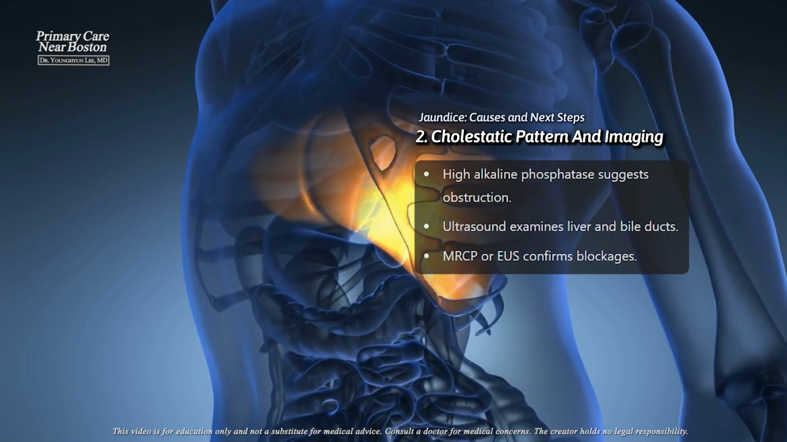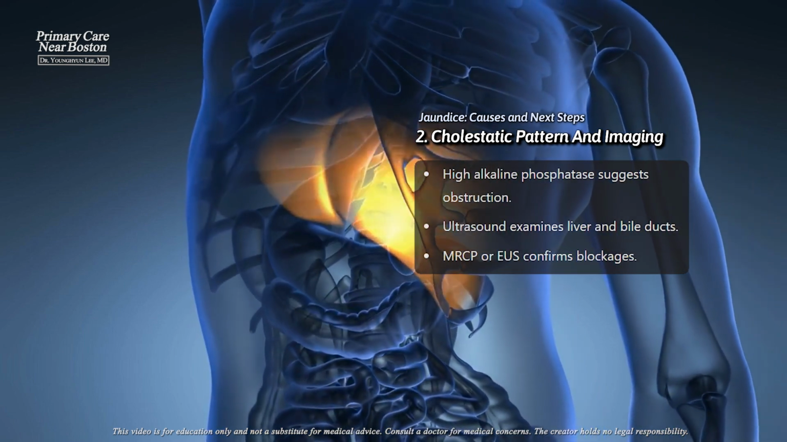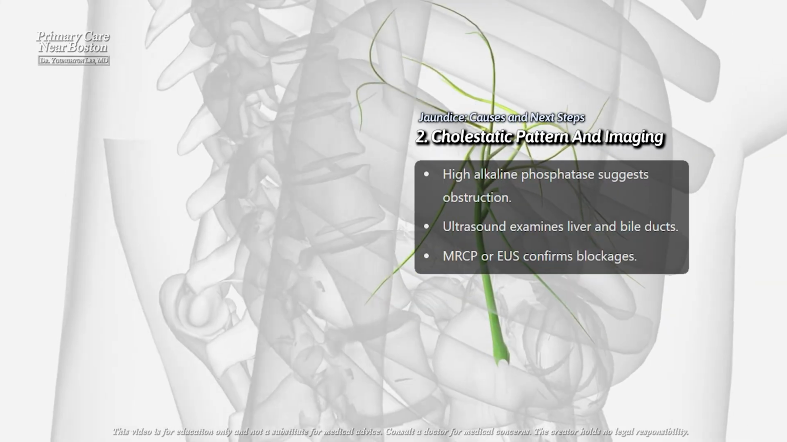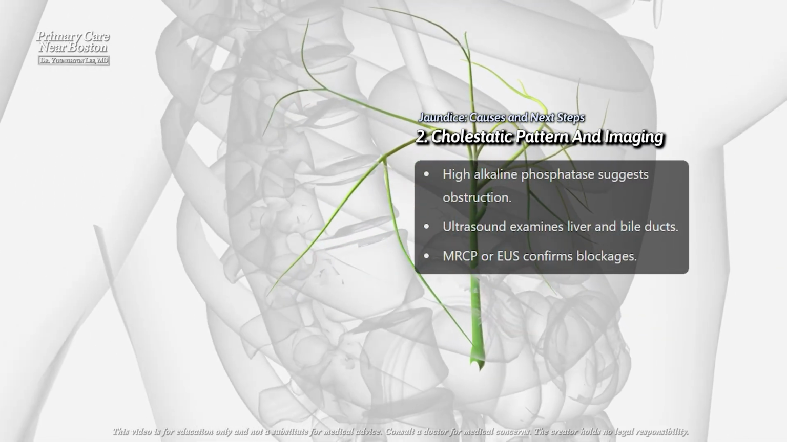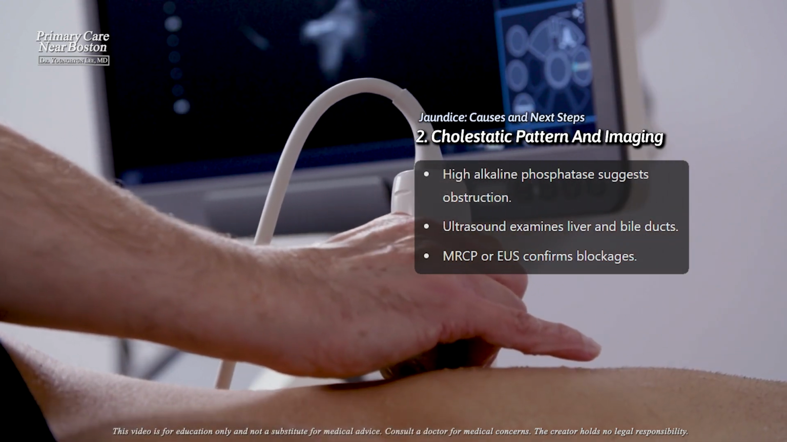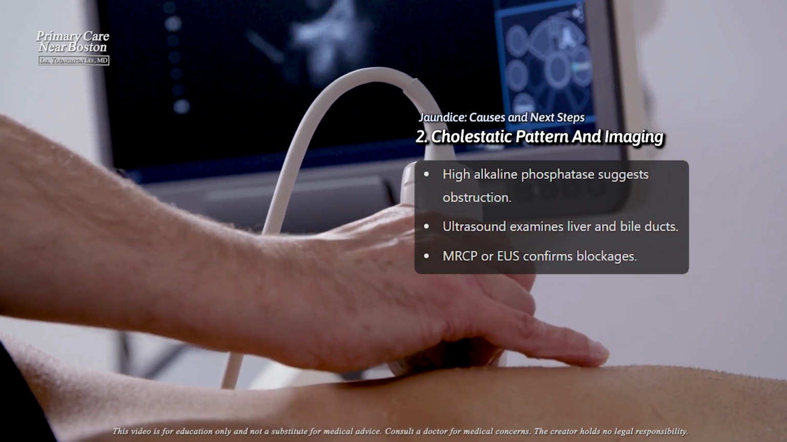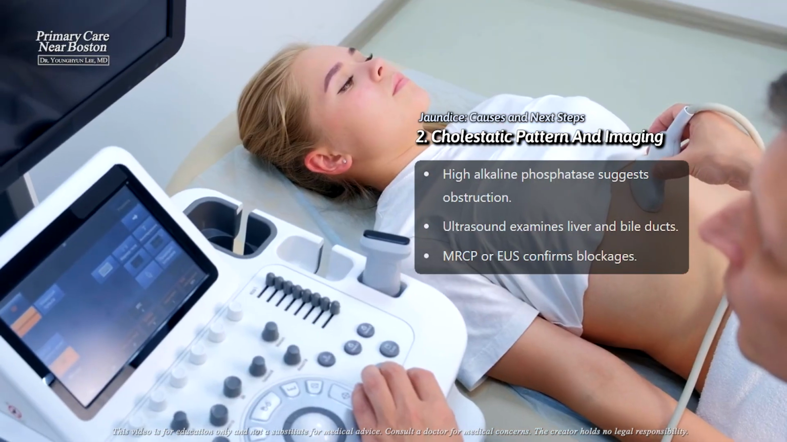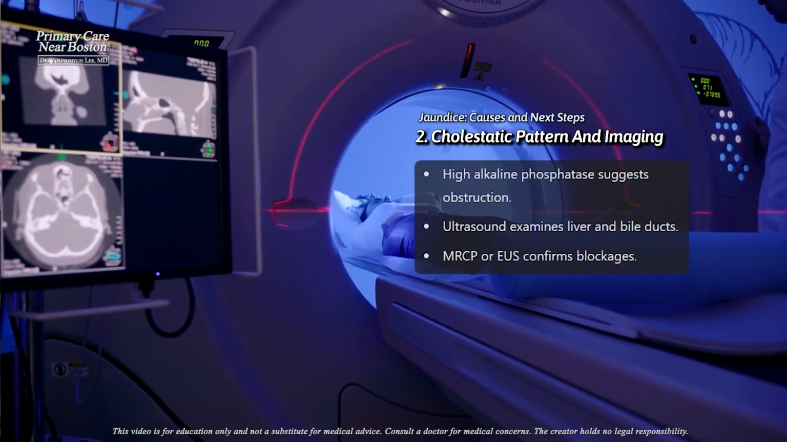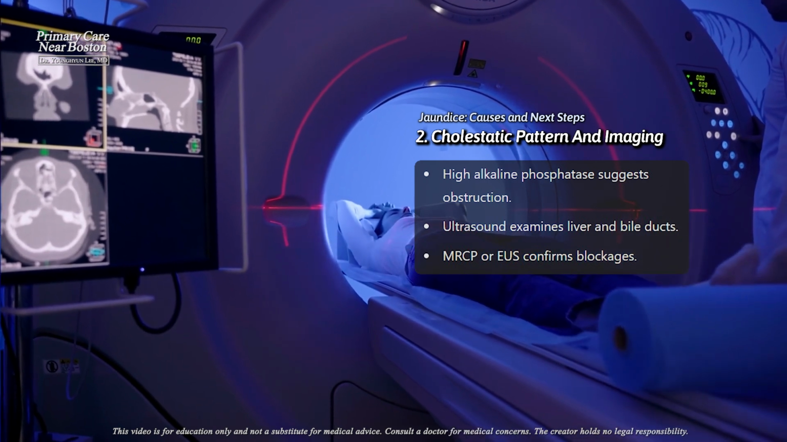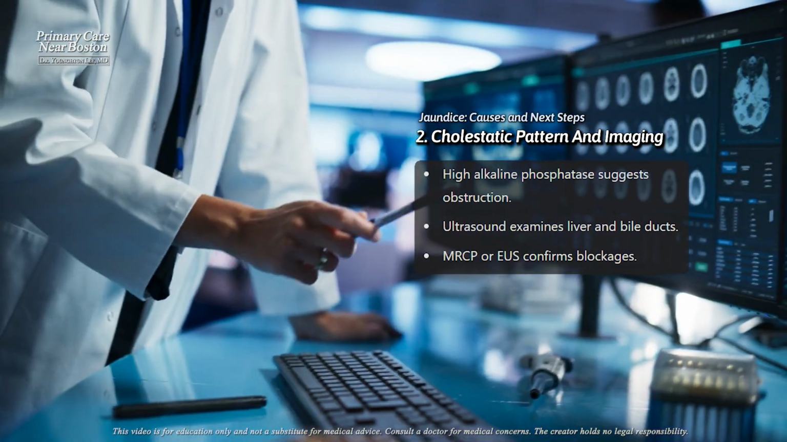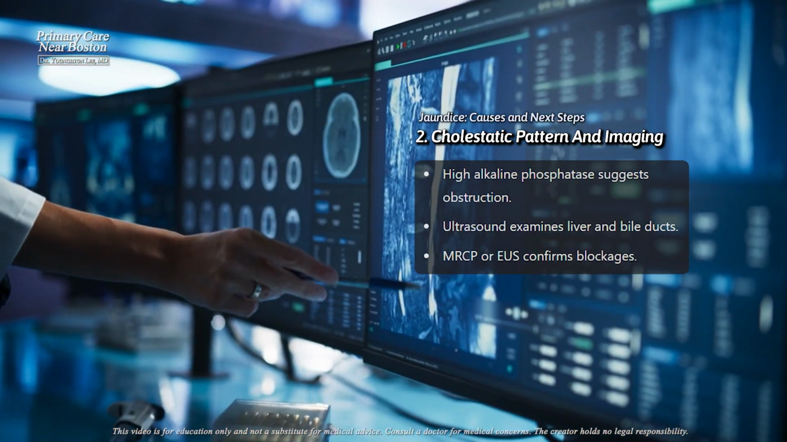These initial findings guide further testing by revealing patterns that point towards specific causes of jaundice. For example, a cholestatic pattern characterized by a high alkaline phosphatase relative to AST and ALT suggests possible bile duct obstruction or impaired bile flow. In these cases, imaging is often the first step, typically an ultrasound to examine the liver and bile ducts. If the ultrasound shows dilated bile ducts without an obvious cause, further imaging like MRCP, MRI-based cholangiopancreatography, or endoscopic ultrasound, EUS, may confirm the blockage and help identify its source.